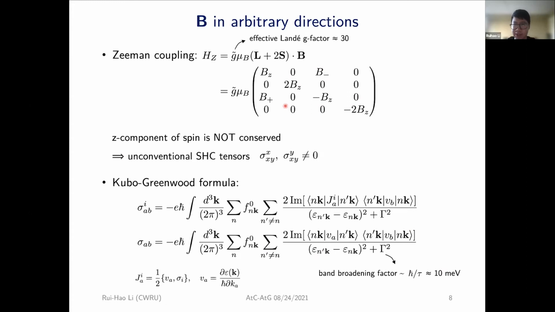So for B in arbitrary directions, we can use this general Zeeman coupling. In matrix form, you see that because of the presence of Bx and By components, the total Hamiltonian would not be block diagonal anymore. So the Z component of the spin is no longer conserved. So in this case, you should expect some unconventional spin Hall conductivity tensors to emerge, in particular with the spin polarization in X and Y directions. We use the standard Kubo formulas to calculate the spin Hall and charge Hall conductivities. We have retained this band broadening factor, which is inversely proportional to the lifetime of the quasi-particle in a Dirac semimetal, which we estimate to be about 10 meV.